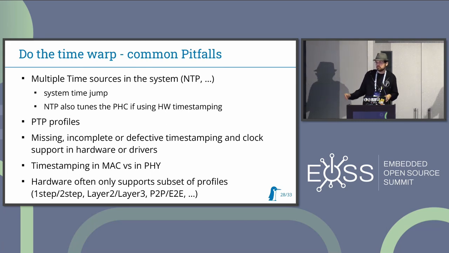I promised you in the title that we do a time warp. If you have different sources for synchronization in your system, like NTP, for example, you may encounter different timescales, different reference points in time where system time jumps. And if you synchronize your hardware clock to your system time, that is quite a bad thing and will basically break your PTP. We talked a bit about PTP profiles.